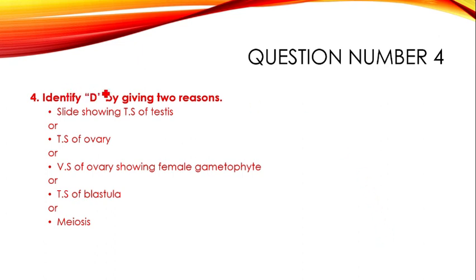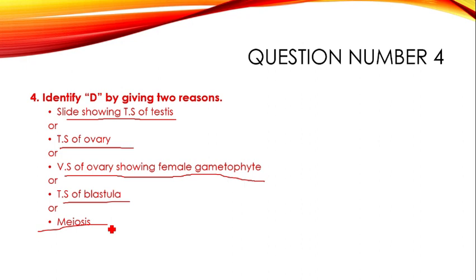Then if you see question number 4, this is 3 marks. You will get any one of the following. It may be a slide showing TS of testis or TS of ovary, VS of ovary showing female gametophyte, or TS of blastula, or meiosis, any one stage of meiosis. Among these 5, you can get any one for the D.